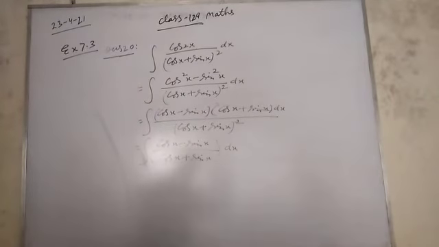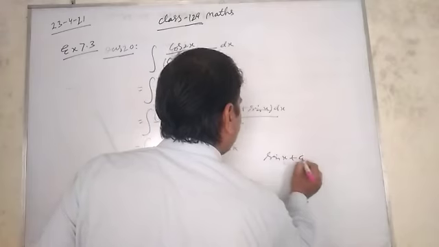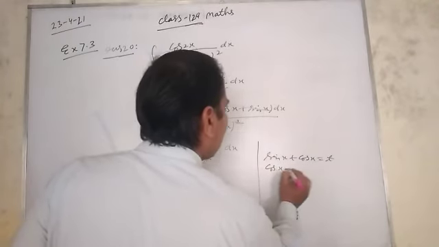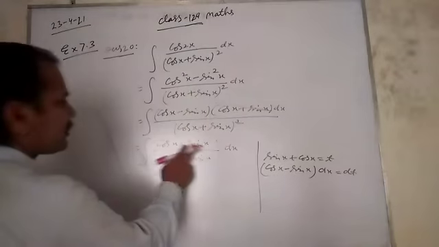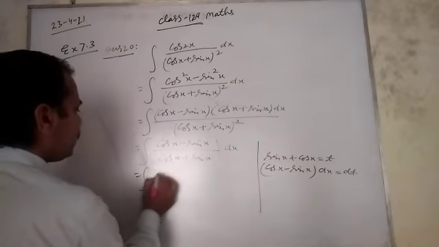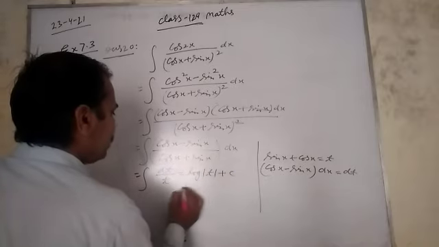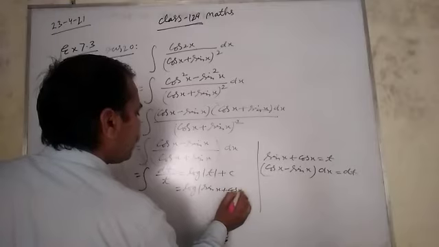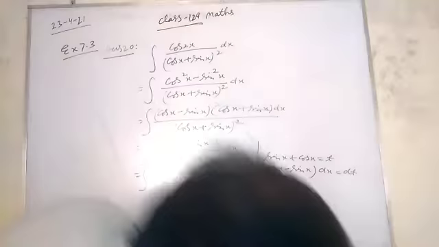Suppose sin x plus cos x is equal to t. Then the differentiation of sin x is cos x, and of cos x is minus sin x, so cos x minus sin x dx is equal to dt. So dt upon t is equal to log mod t plus c, and put the t value: log mod sin x plus cos x plus c. This will be the answer. Question number 21.